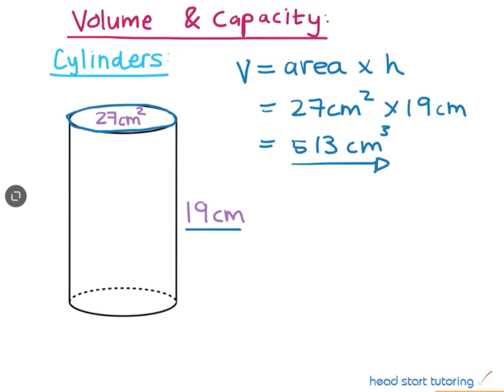If we would now like to work out the capacity of this cylinder, we need to multiply our centimeters cubed by 1, or it can just stay the same, in order to get our answer in milliliters. So 513 multiplied by 1 is just 513, and this gives us our answer in milliliters. So 513 milliliters is the capacity of this cylinder.